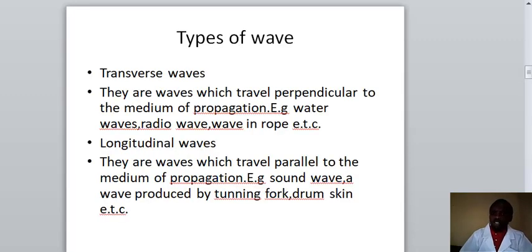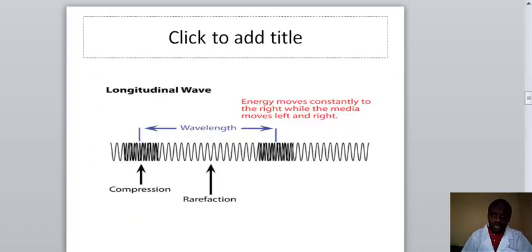And we also have longitudinal waves. These are waves that travel parallel to the medium of propagation. Examples are sound wave, wave produced by a tuning fork, and wave produced by a drum skin. This is the diagram that shows a longitudinal wave. When you look at it, it travels parallel to the medium of propagation.